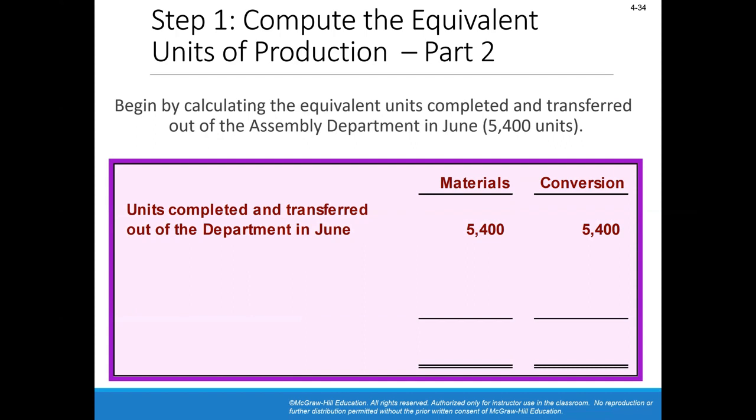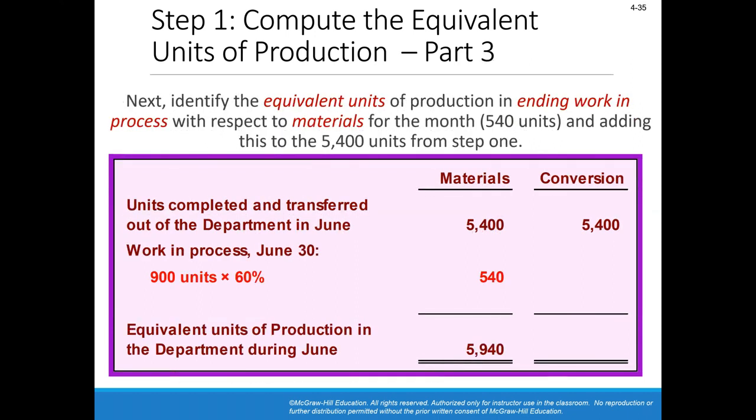All right, so let's begin the calculating of the equivalent units. You start with what was transferred out. So what was transferred out, it was given to us, it was 5,400. So we put 5,400 for both materials and conversion. Those came out. All right, now we know for materials, 900 units was the ending balance, 60% was complete at the end. So we calculate it by doing 900 times 60%. That gives me 540 for my materials. I add those together. The equivalent units of production in the department for June for materials was 5,940.